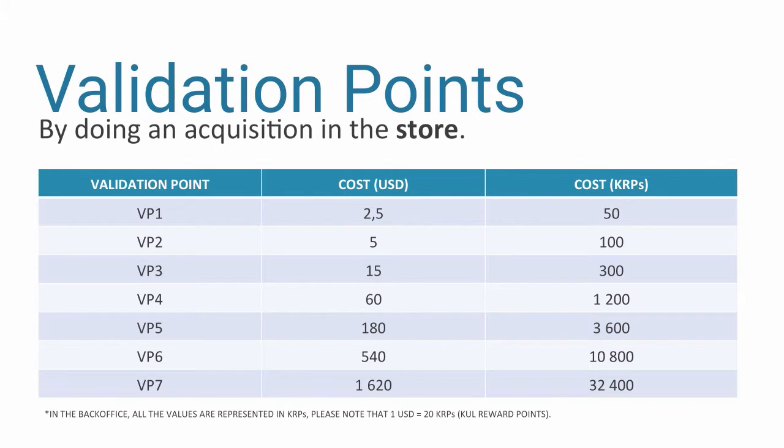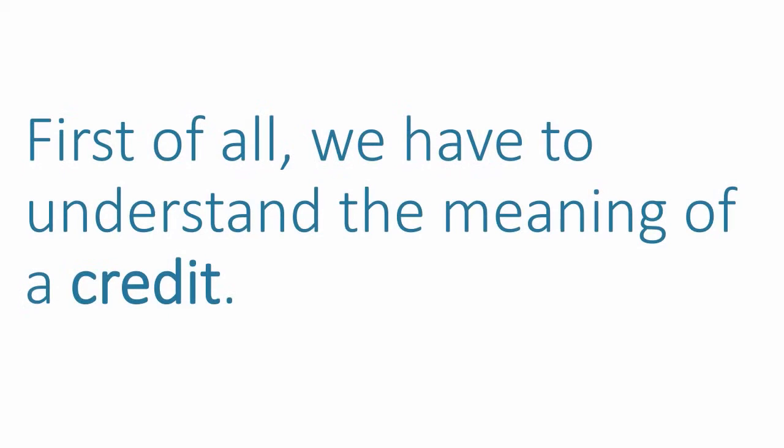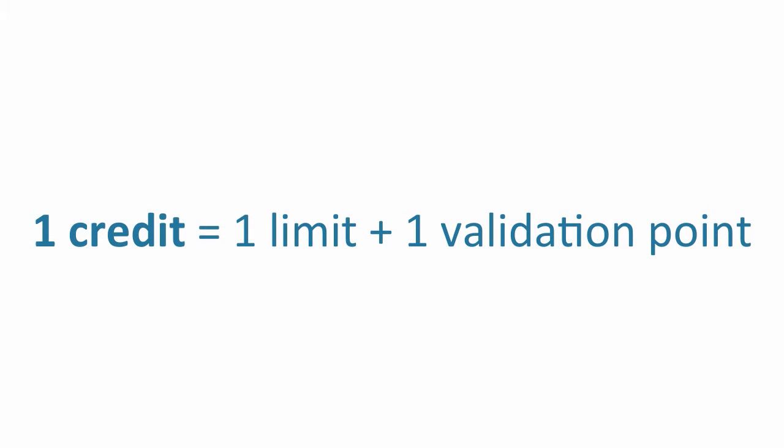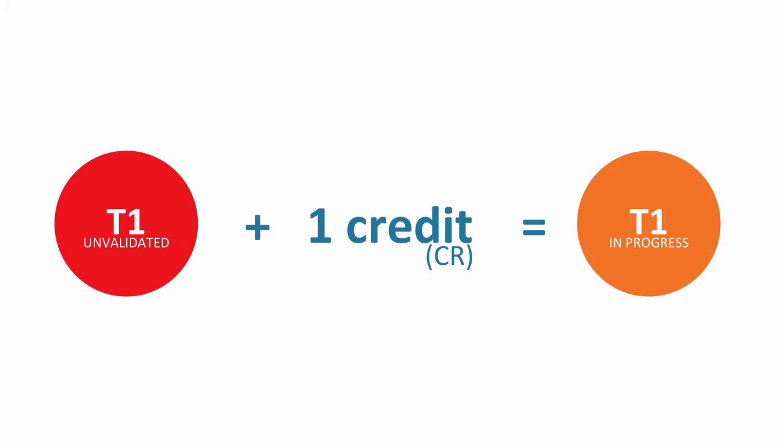Of course, it goes without saying that the active way provides you much more income in the same period of time. Let me show what benefits you can get by developing your KulClub business actively. First of all, you have to understand the meaning of a credit. That's very simple. 1 credit is 1 limit plus 1 validation point. To say it in other words, 1 credit is a necessary condition to validate 1 title.